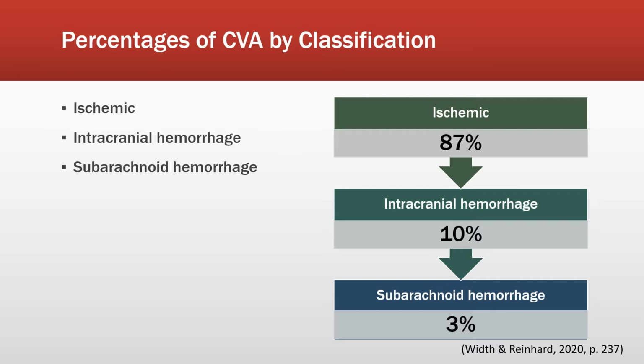Percentage of CVA by classifications. Ischemic. Ischemic is when we block our arteries, we block our veins, so that's 87%. And then we're looking at our hemorrhagic strokes. Intracranial makes up 10%, and the subarachnoid is only 3%. So guys, we can make a huge difference if we just do some lifestyle modifications here and aid our patients with a better understanding of lifestyle changes.